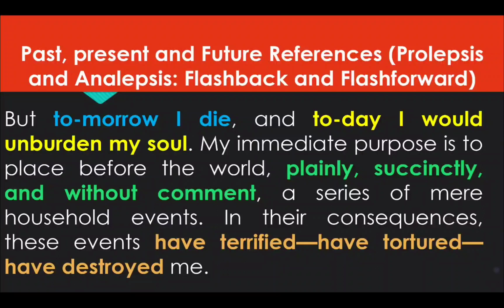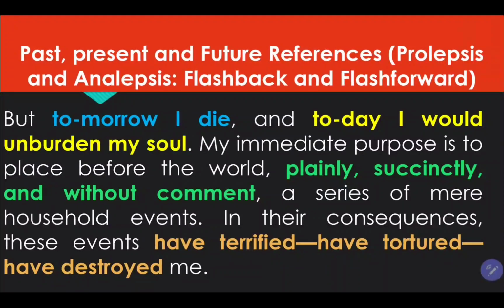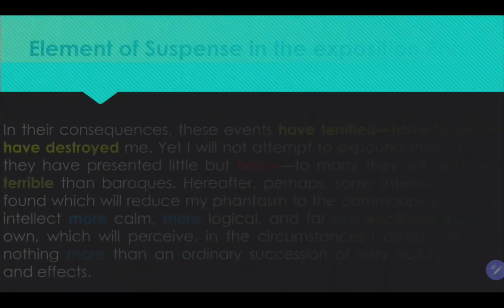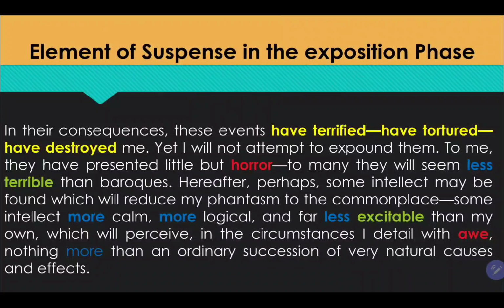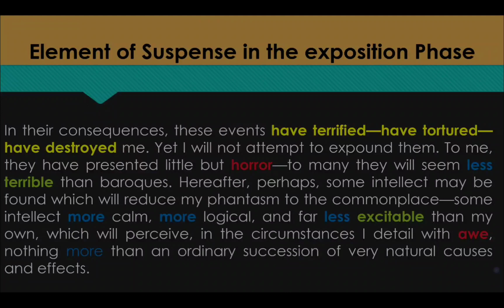Then the narrator wants us to be assured that his viewpoint is reliable, and this is rendered in this particular plain style when telling the story through consecutive circumstantial structures. And by circumstantial structures, I mean those adverbial and prepositional phrases in terms of functional grammar. Thus, he said plainly, succinctly, and without comment.